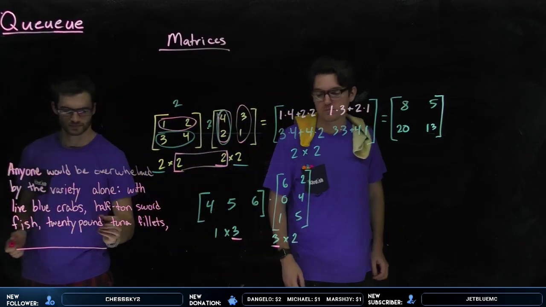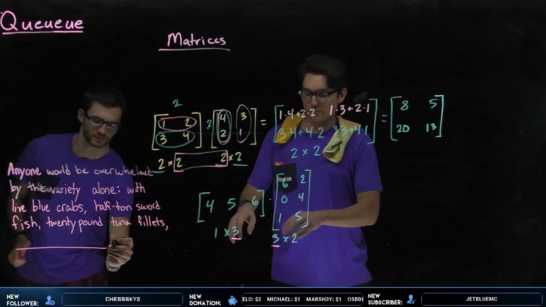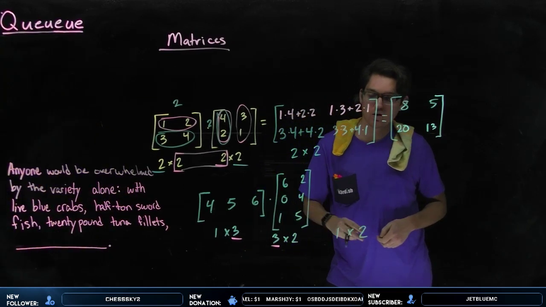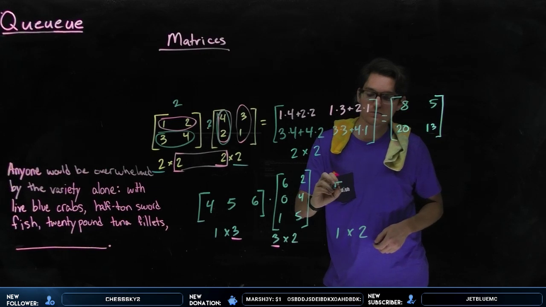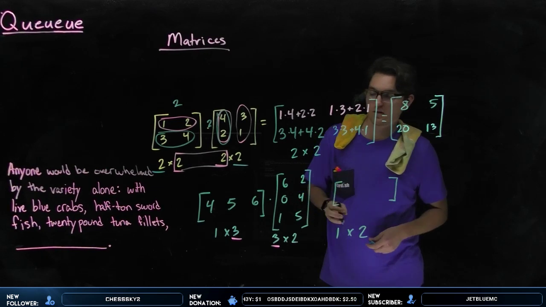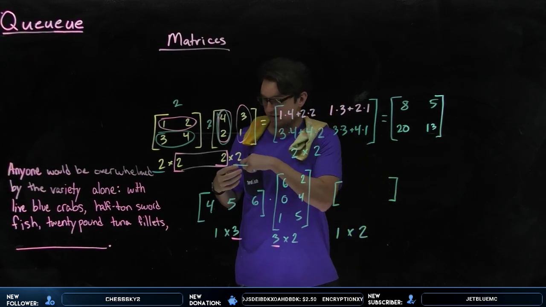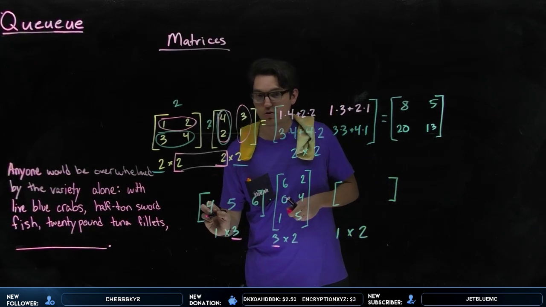So the resulting product matrix is going to have these outer dimensions, 1 by 2. Put that down. What is that going to look like? 1 row, 2 columns. That's it, huh? Interesting. Well, let's see. We're starting with our very first row, of which there's only 1.